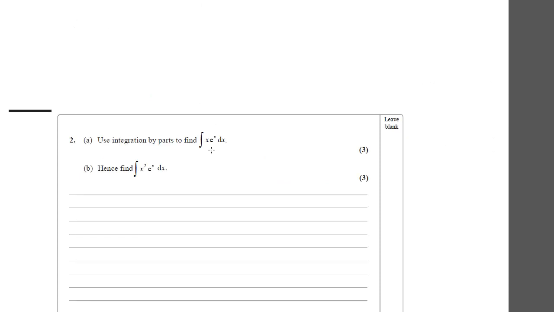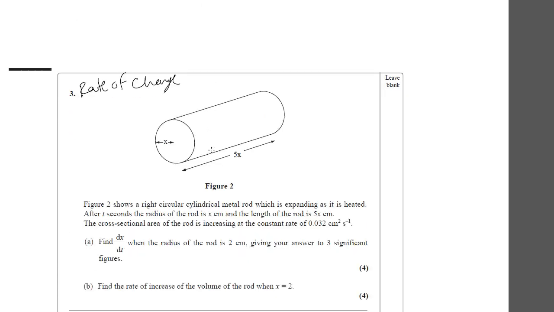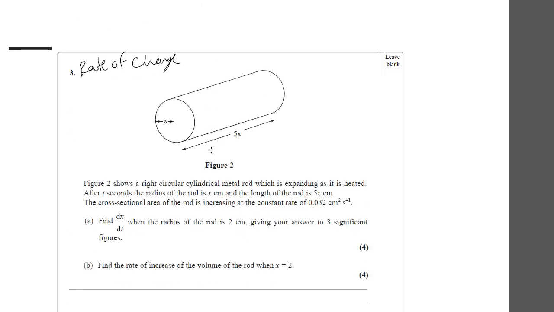The next question that we are going to do, that is going to be question number 2, is integration. We're going to do that later. Let's do the ones that rate of change. Let's do that first. Rate of change means something is changing with time. Rate of change of area means the area is changing with time. Rate of change of volume means the volume is changing with time. So something is changing with time.